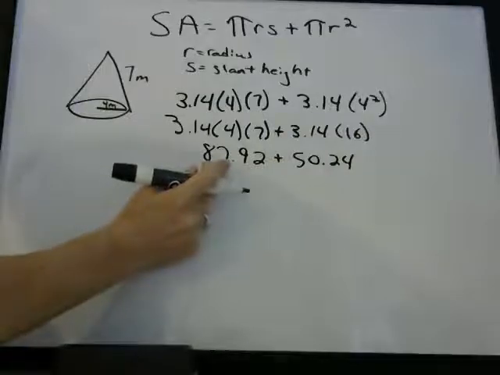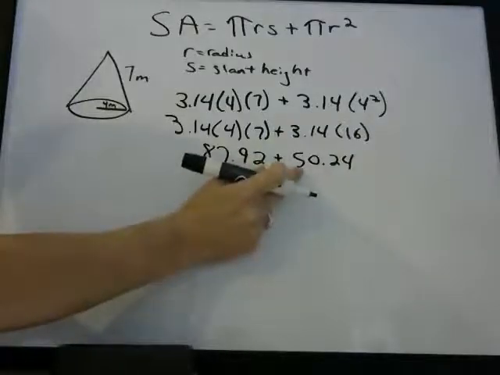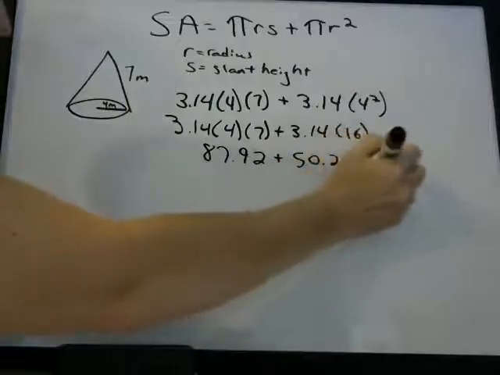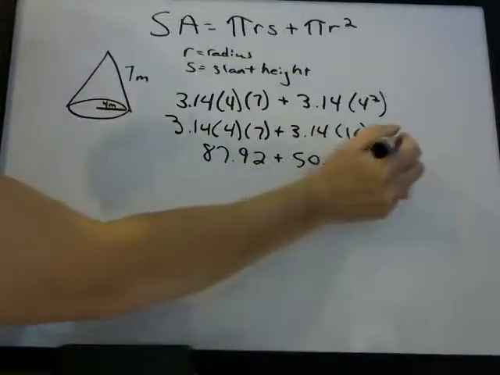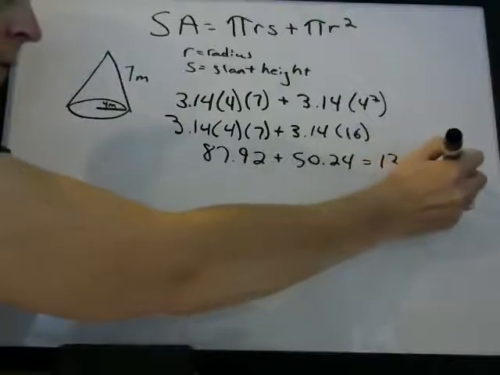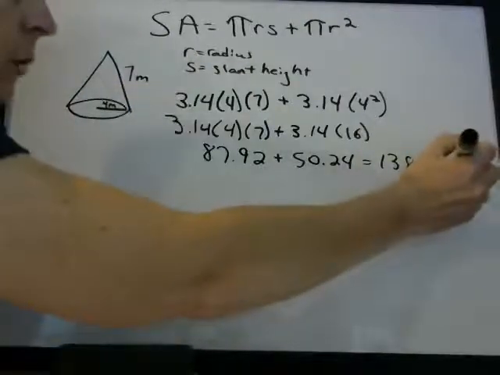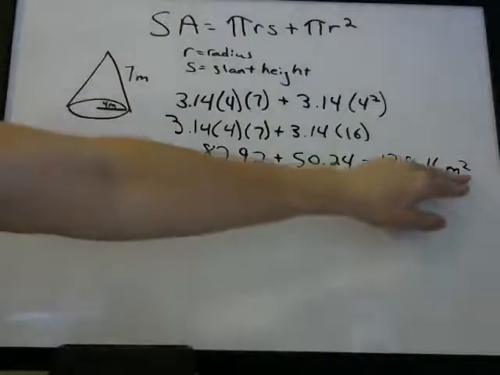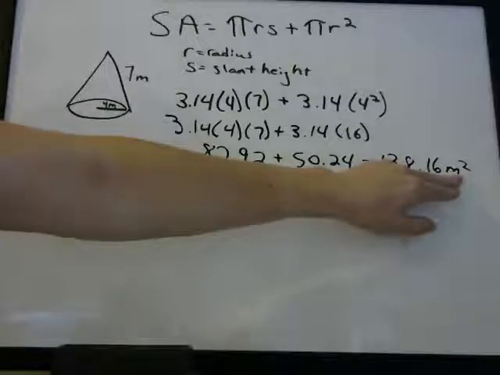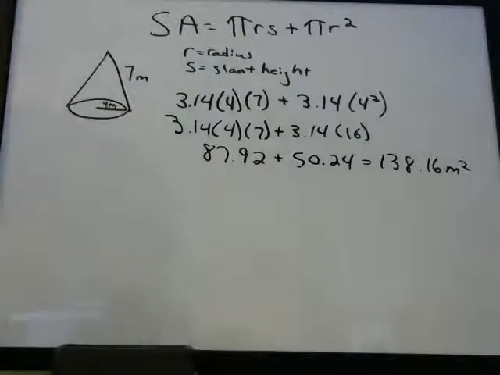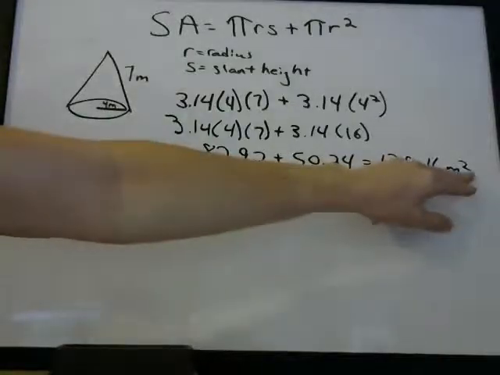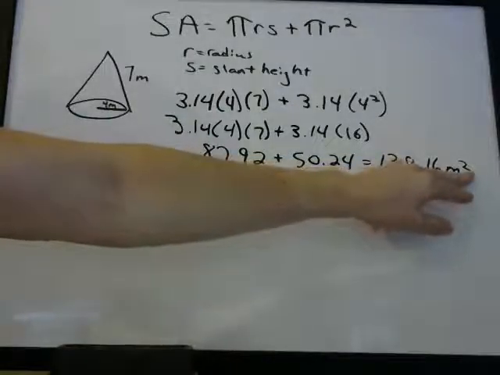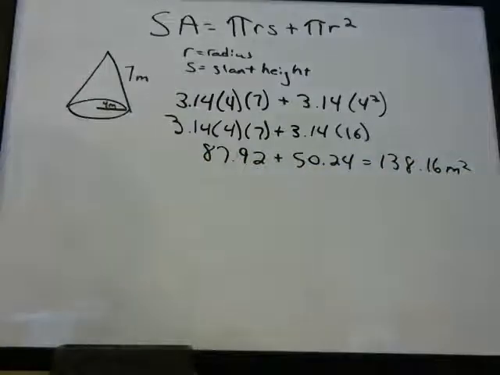Again, you can plug it into your calculator. 87.92 plus 50.24, you're going to get 138.16 meters squared, because meters was the unit. Remember, anytime we do an area problem, whether it's regular area or surface area, the units are always squared units. That can be a key to a question. If your answers are all squared, you know that you're doing some sort of area problem, so you should look at your area formulas. So that's the answer to this question.